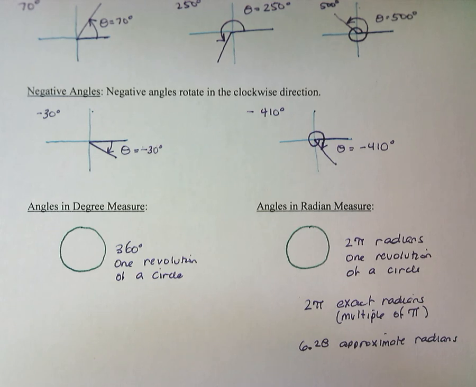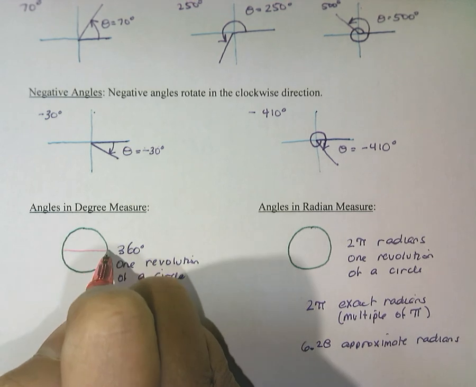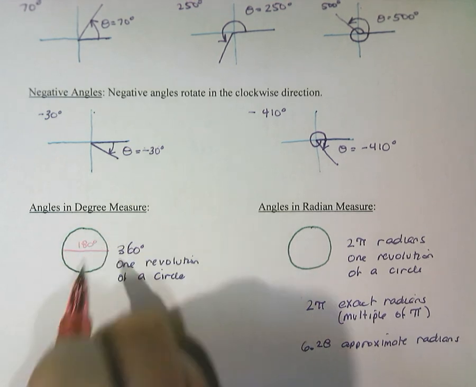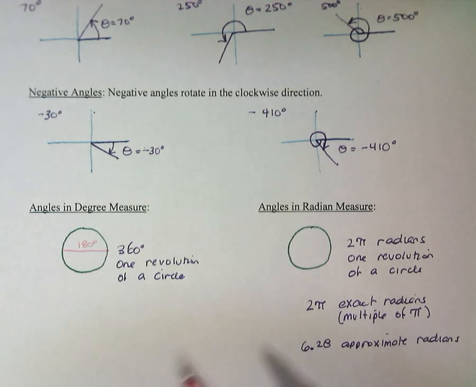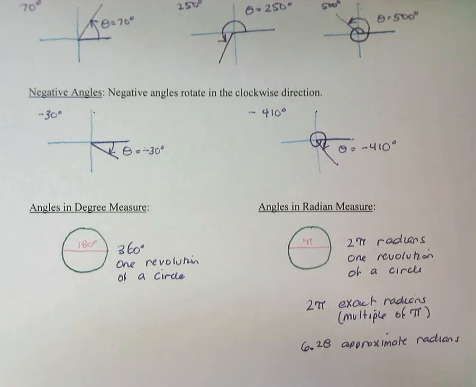So what happens if you're going to go halfway across a circle? If I cut this circle in half, it's going to be 180 degrees. If I cut this circle in half, it's going to be pi radians. So that's what's going to be important when we convert. 180 degrees is going to be equal to pi radians.